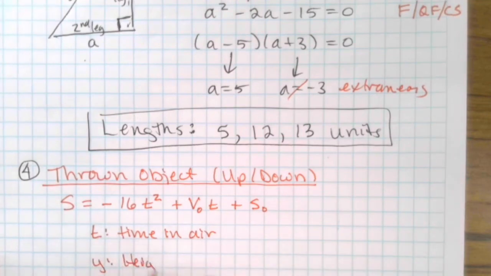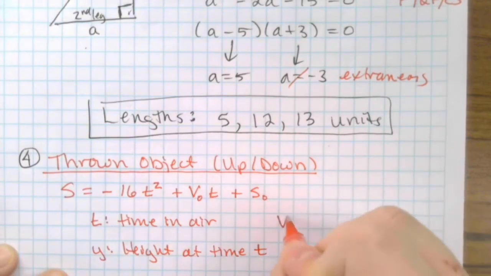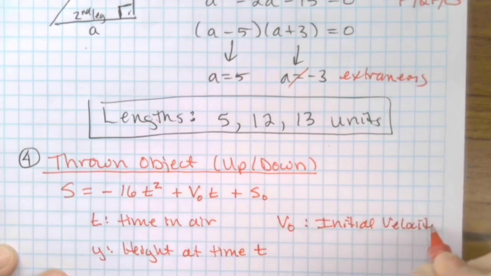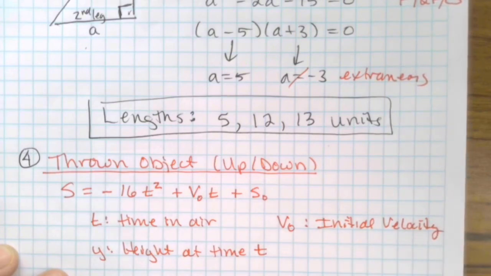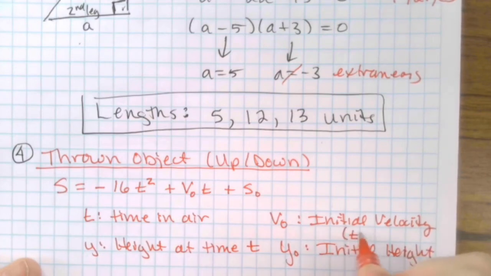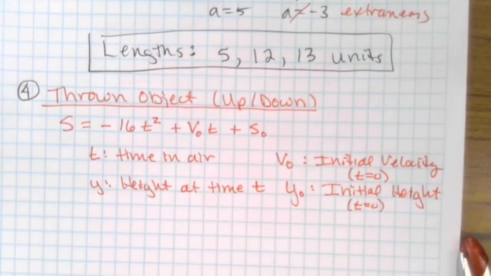Y is the height at time t. So you can calculate as many y's as you want, depending on how long it's been in the air. V sub 0 is the initial velocity: how high did you throw it, or how hard did you throw it when you were throwing it straight up? And then y sub 0 is the initial height. And whenever you see the initial, that's when time equals 0. What's your starting stuff? Okay, so that is your basic thrown object formulas.